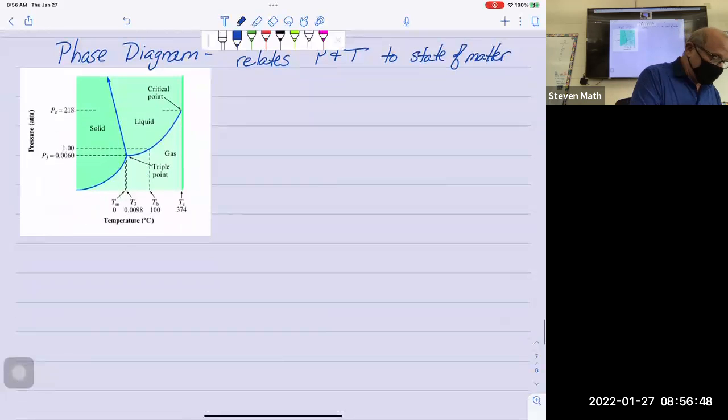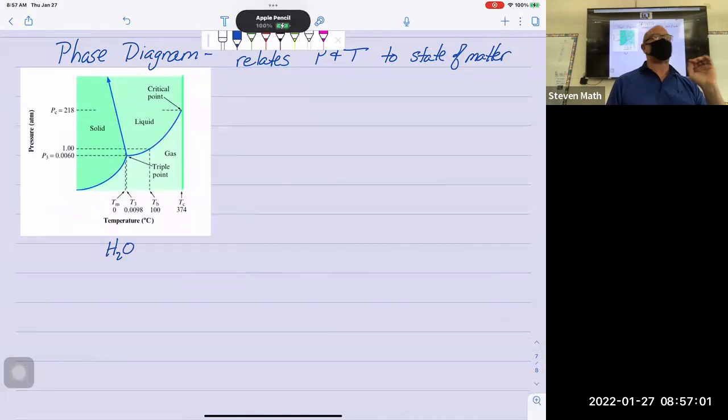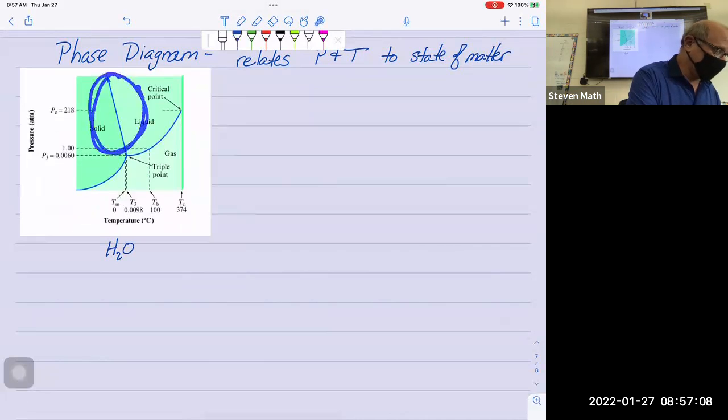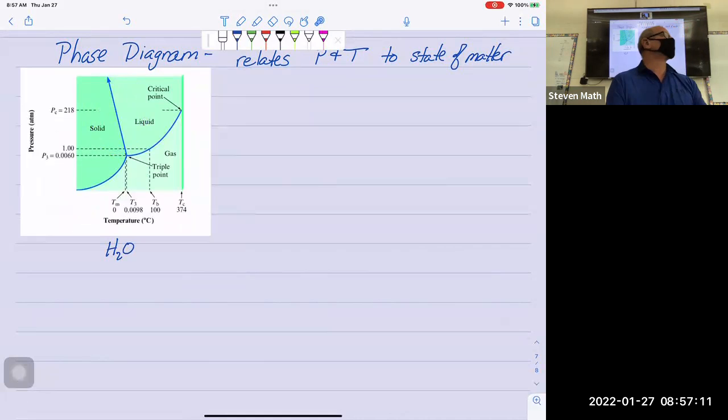This is a phase diagram for water. You'll always be able to recognize water. It's one of about 6 different substances that has a negative slope to this line. Most other ones will have a positive slope to that line. Water is very unique. We already know that, right? Here's one of the ways that water is unique.